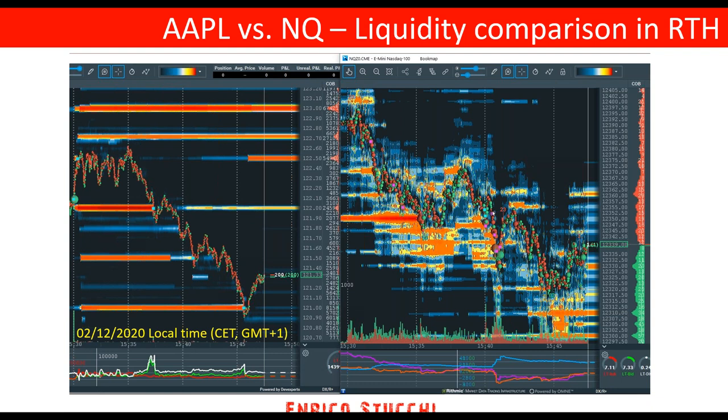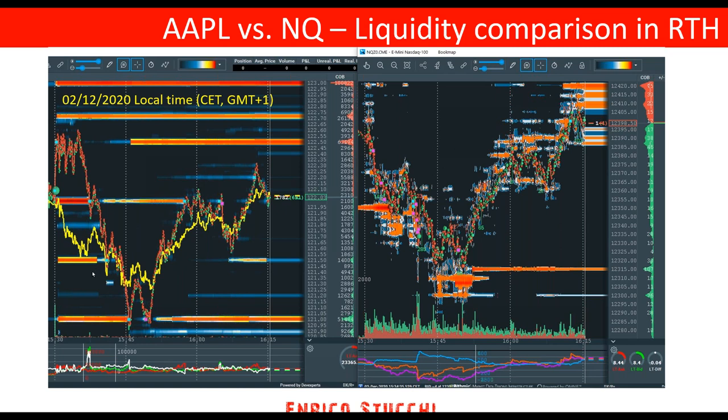Now let's compare Apple and Nasdaq. This is Apple and this is Nasdaq. As you can see, liquidity levels in Apple are really, really sharper than on NQ. That's why I prefer to look at Apple levels instead of Nasdaq. The same, this is in the cash session, Apple and Nasdaq. This is the correlation between Apple and Nasdaq. Nasdaq is the yellow line and Apple the dots.